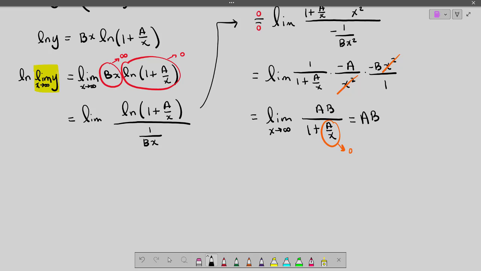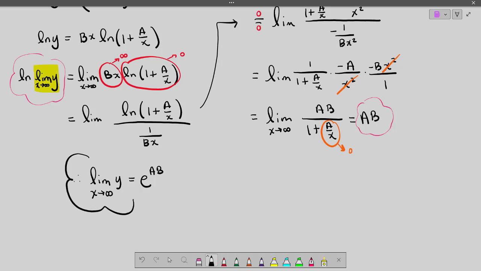So now let's focus on the bigger picture. We've got this on the left side. We've got this on the right side. So our conclusion is therefore the limit of y, this is what we're looking for, the limit of that original function is, we have to exponentiate, so we get e to the ab. That is a super important result that we will see quite a bit.